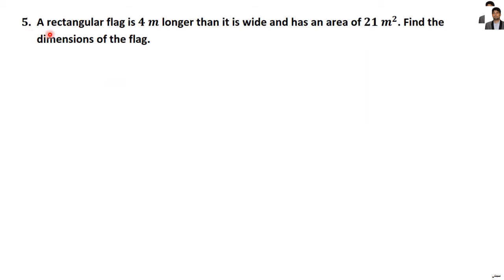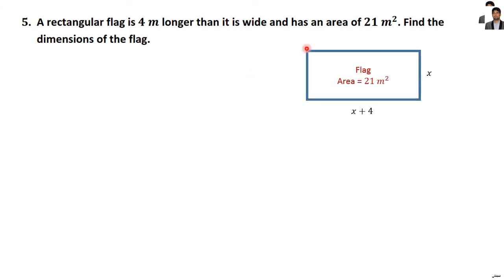Question number 5. A rectangular flag is 4 meters longer than it is wide and has an area of 21 meters square. Find the dimensions of the flag. The diagram of the flag is given here. We suppose the width is x and length is x plus 4. Area 21 meters square given, width x, length x plus 4. We do know the area of rectangle, which is length times width.